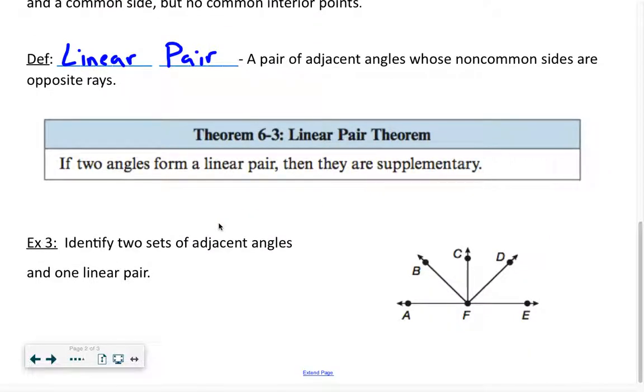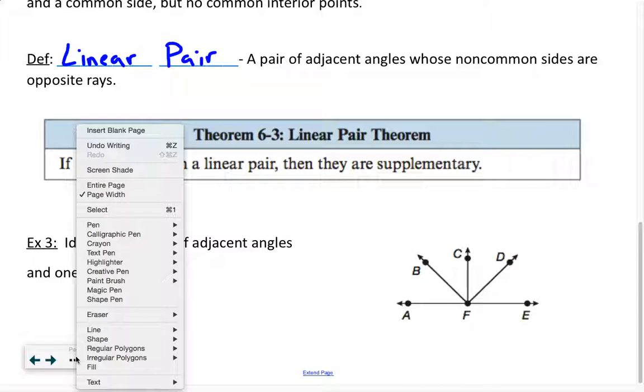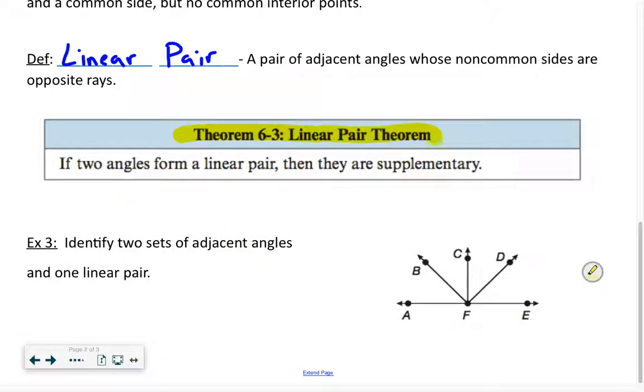6-3 linear pair theorem. If two angles form a linear pair, then they are supplementary. And this is the theorem that ties a linear pair together with the supplementary angles. If two angles form a linear pair, they're supplementary. Again, maybe a little overkill.